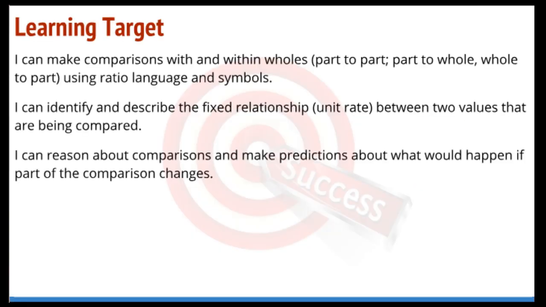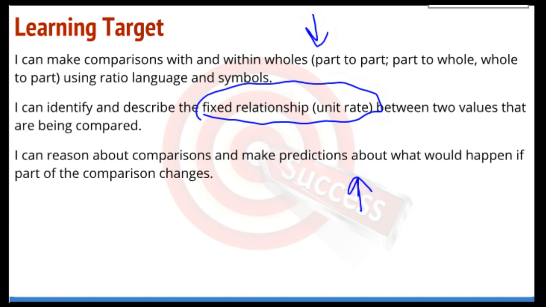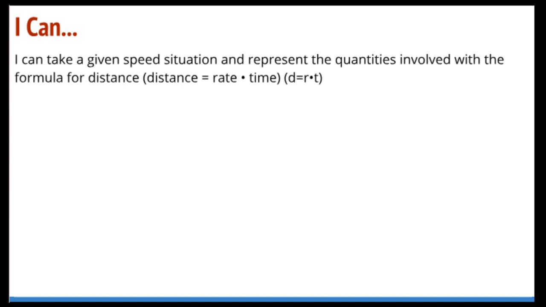So learning target, we are definitely working on unit rates in here. And of course, if we're doing unit rate, we have ratios and we have equivalent ratios. All right, I can statement. I can take a given speed situation and represent the quantities involved with the formula for distance. So the distance is equal to the rate multiplied by the time. And we will frequently see this expressed as d equals r times t.